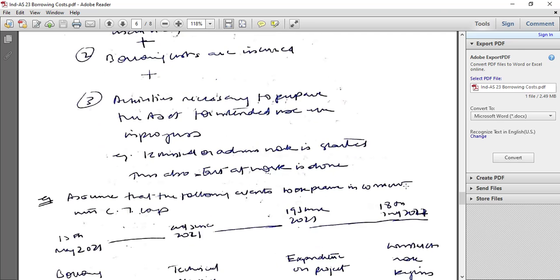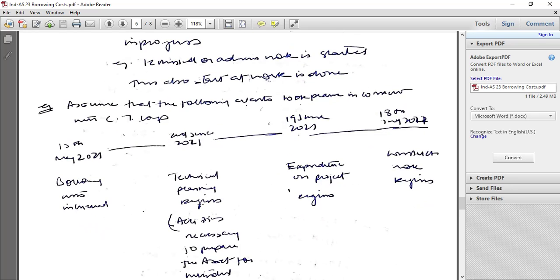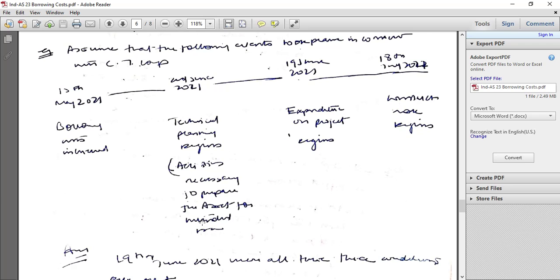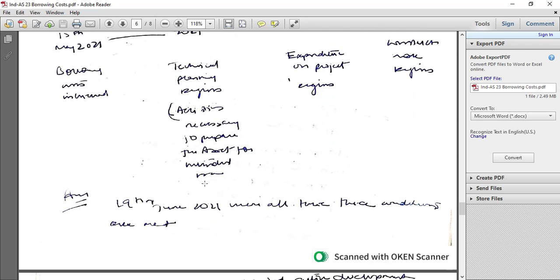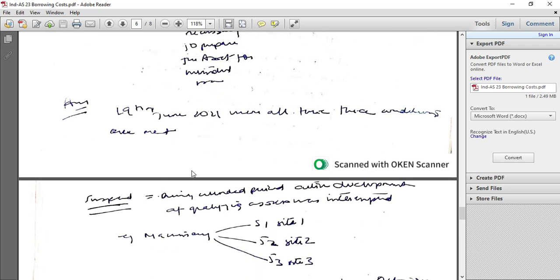Assume that the following events take place. 15th May 2021, borrowing costs incurred. 2nd June 2021, technical planning begins, which are activities necessary to prepare for intended use. 19th June 2021, expenditure on the project begins. Construction work begins on 18th July 2022. 19th June 2021, when all three conditions are met, will be the date of capitalization of interest.